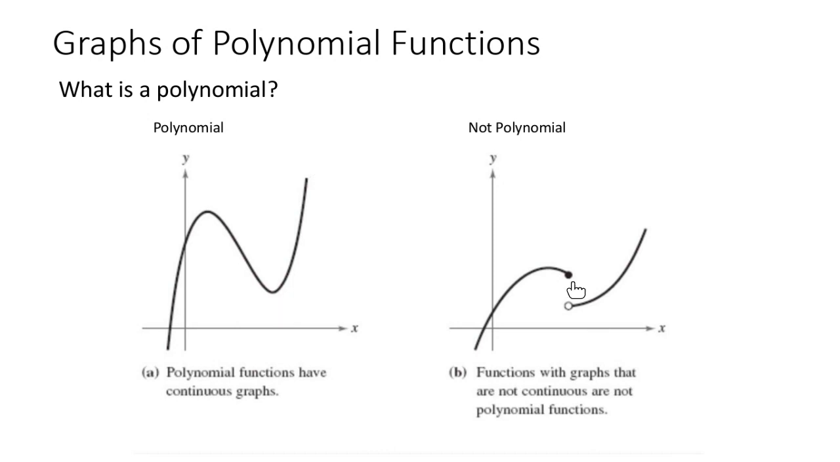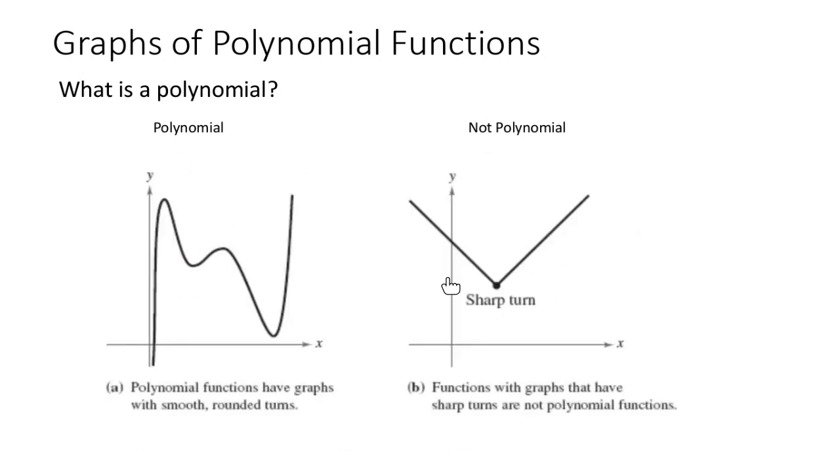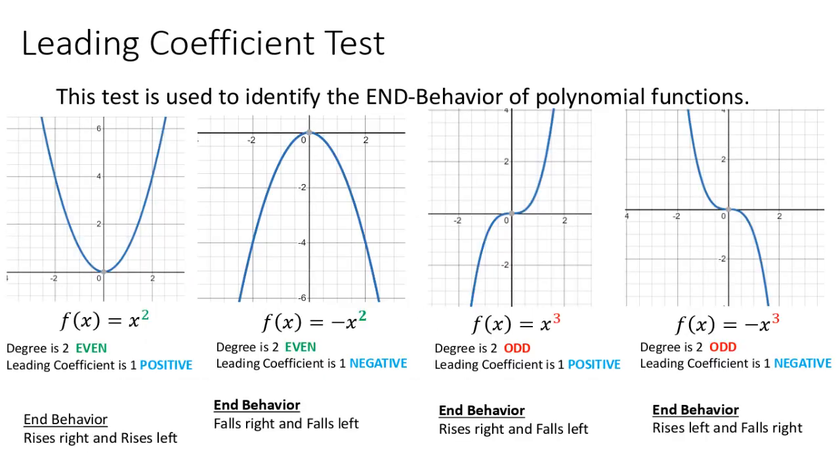If you have a break in the graph, then this is not going to be representing a polynomial. And the other characteristic of a polynomial is that the curve is a smooth curve, so you don't have any sharp edges. One of the first characteristics that we need in order to graph a polynomial is to understand the end behavior. In other words, we want to know what is happening to the graph on the left side and what is happening on the right side.